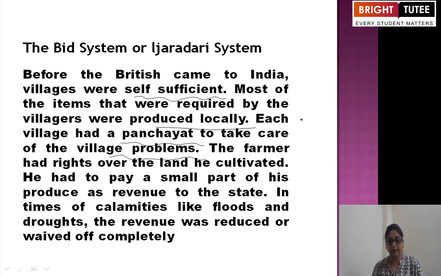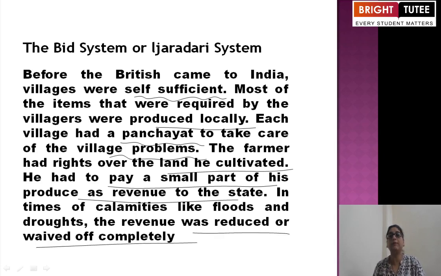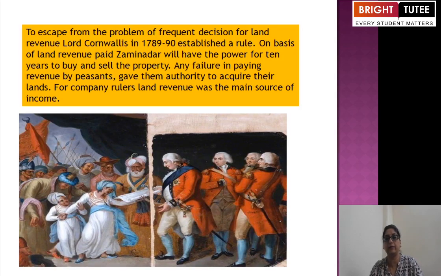So the farmers had the rights over the land they cultivated, and they had to pay a small part of their produce as revenue to the state. In times of calamities like floods and droughts, the revenue was reduced or waived off completely. That means it was a privilege to the farmers as well. In case there was some natural disaster, floods, droughts, anything, at that time they did not have to pay complete revenue, because usually it was reduced or sometimes completely waived off.